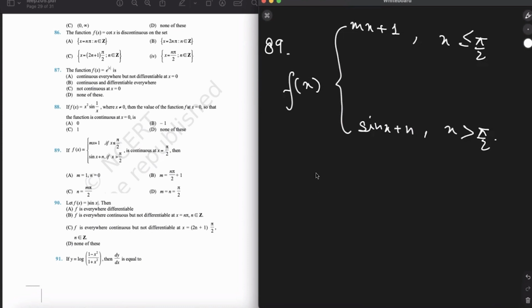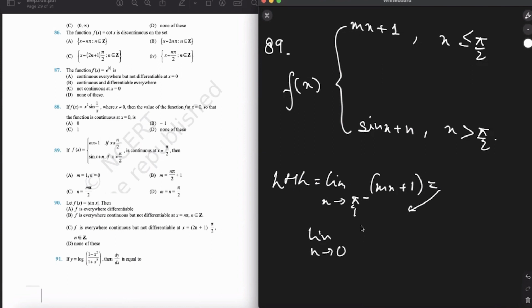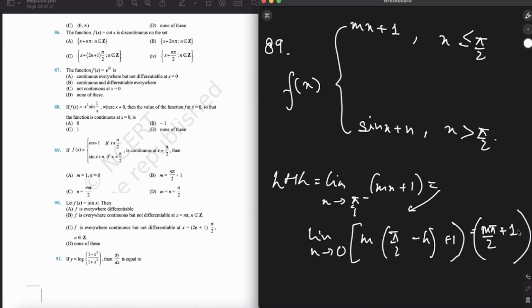We should check the left hand limit first. Left hand limit will be x tending to pi by 2 negative of mx plus 1. This is the function that will come in place when we approach from the left hand side. So if you write it here, limit h tends to 0 of m(pi by 2 minus h) plus 1. So I can write it as m pi by 2 plus 1. Simple enough.